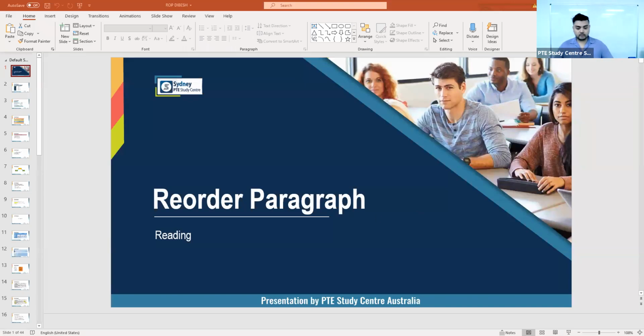So we'll be discussing reorder paragraph as a topic of discussion today. It is from the reading section. We'll discuss the strategies and all the techniques that we need to solve this particular question type. We'll solve some questions, do some more questions, and then we will come up with solutions. We'll discuss all the elements that we need to focus on when we do this task and how it impacts our overall score.